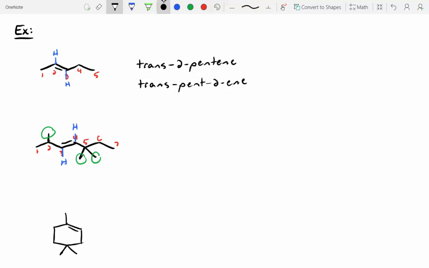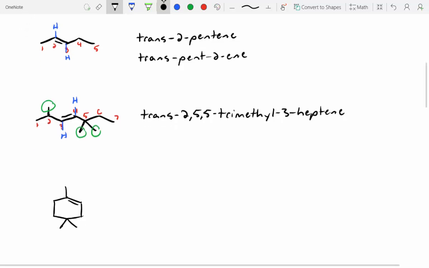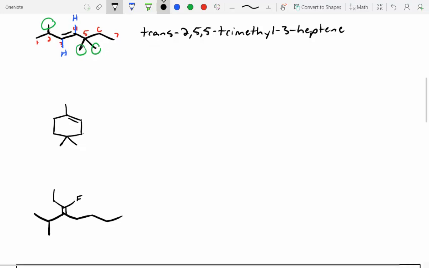So if we piece this together, this would be trans-2,5,5-trimethyl-3-heptene. Alternatively, we could call this trans-2,5,5-trimethylhept-3-ene. Either one is acceptable. All right, let's take a look at the next two.